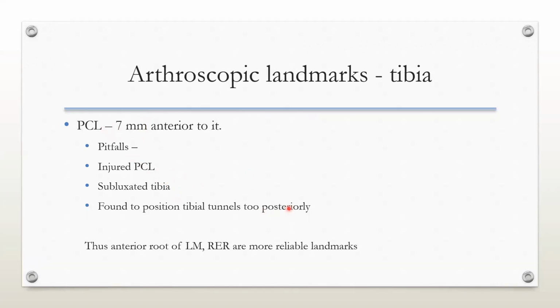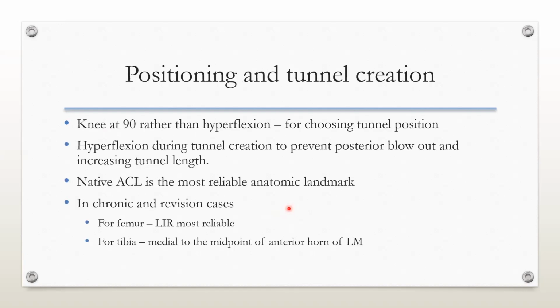So thus the more reliable landmarks for anatomic footprints of the tibia would be the anterior root of the lateral meniscus and the retroeminence ridge.